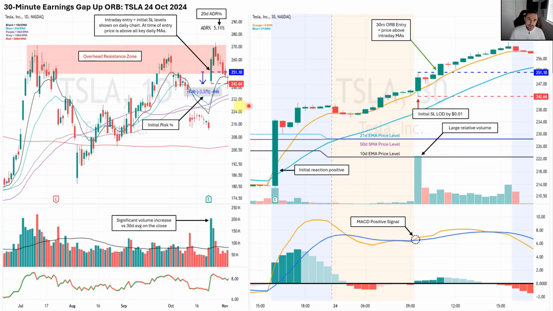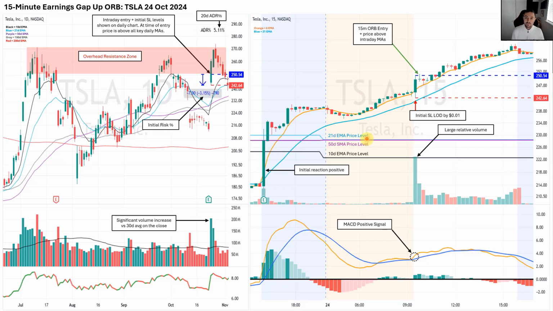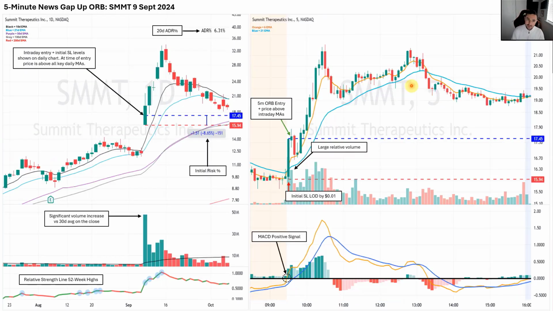A 30-minute time frame. Okay, kind of the same here, right? But now the risk is going up to 3.37%, whereas on the 5-minute chart we had 1.98%. So if I like the action on the 5-minute, I think this stock likes the 5-minute for say a gap up ORB, then I look to use the 5-minute. Sometimes it doesn't look quite right on the 5-minute. Okay, can I get it on the 15-minute? Can I get it on the 30-minute?